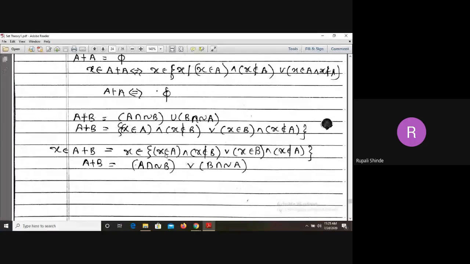X belongs to A and does not belong to B, that is A intersection negation B, the elements which are present in A but not in B. Or X belongs to B and X does not belong to A, this can be written as B intersection negation of A. And that is our RHS, that is A intersection negation B, union B intersection negation A.